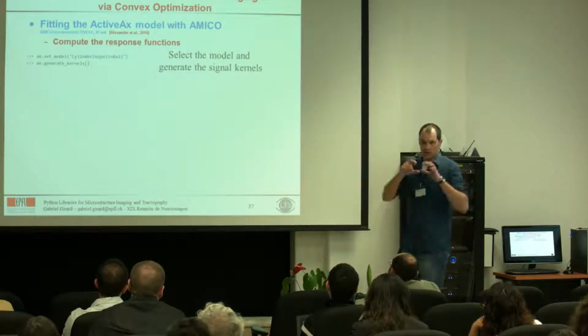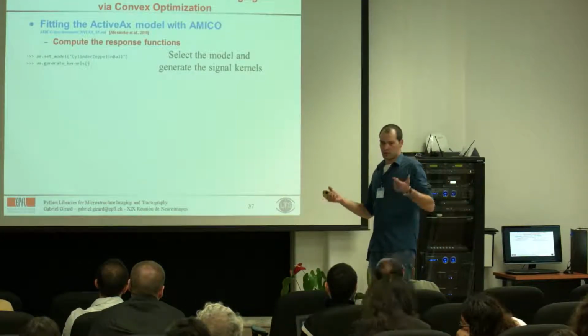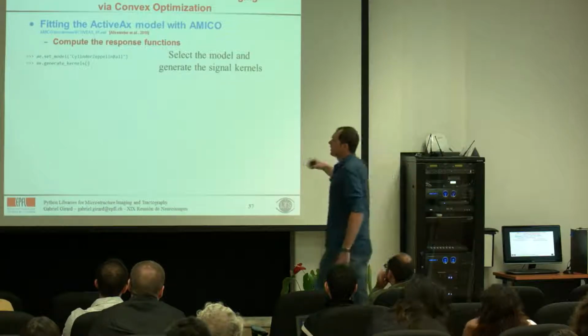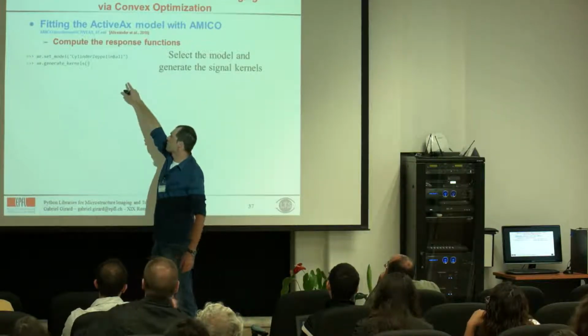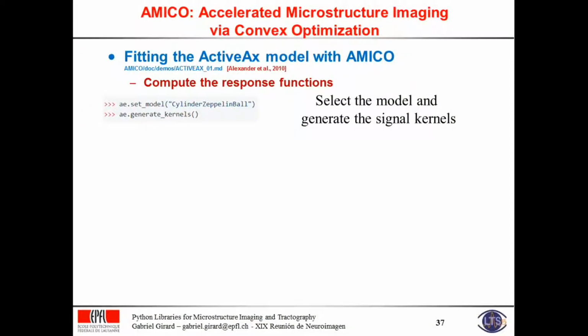Amico tries to fit a set of kernels to your data, so you need to define which model you want to use. Yesterday in Extract, I was using the Cylinder Zeppelin Ball model. You can set the parameters of those models if you want, but in this case, I used the default. And then I asked to compute the kernels, so the kernels that I want to fit afterward on the data.